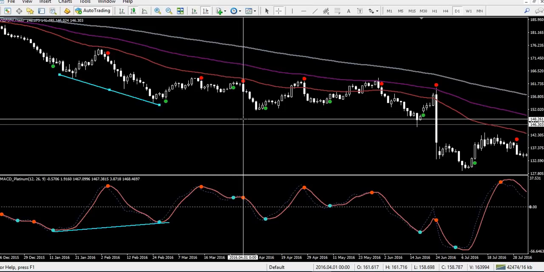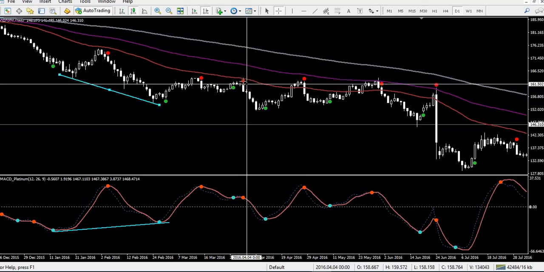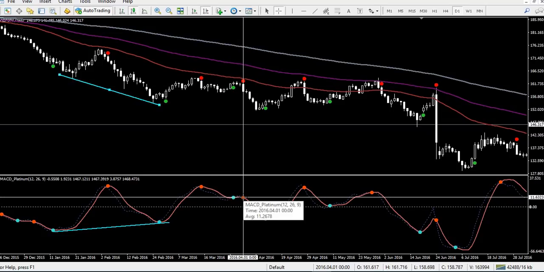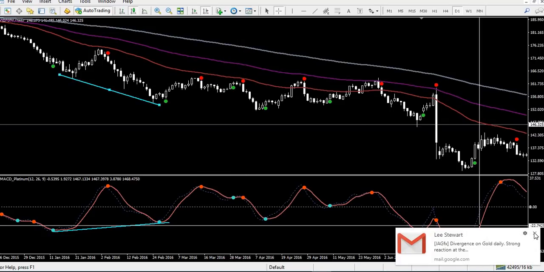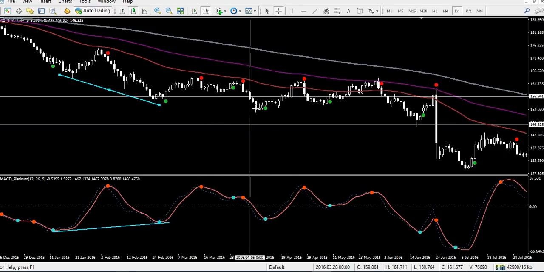And if you wanted to, there's another sell signal there. You can see the red QMP, another red dot in the MACD Platinum. You could add to that trade, take another sell trade there. If you were still in the previous one, you could add to it.